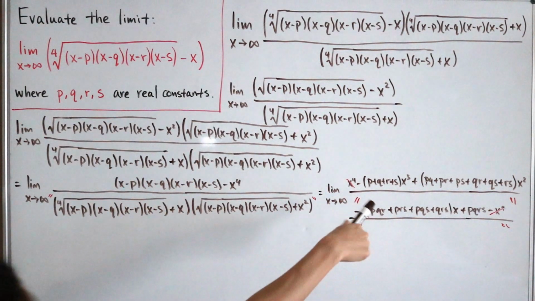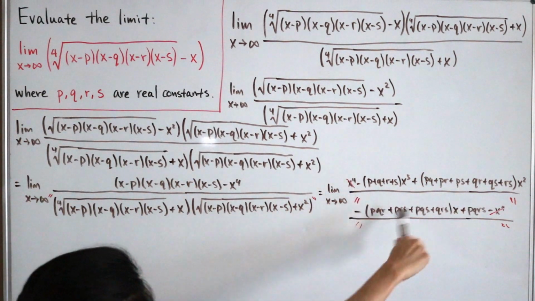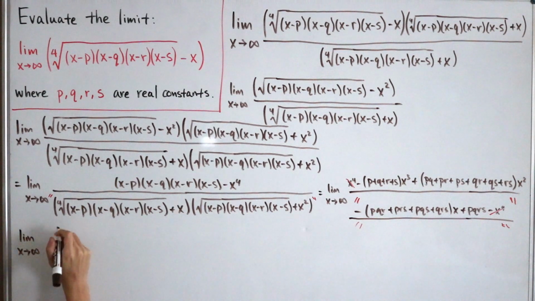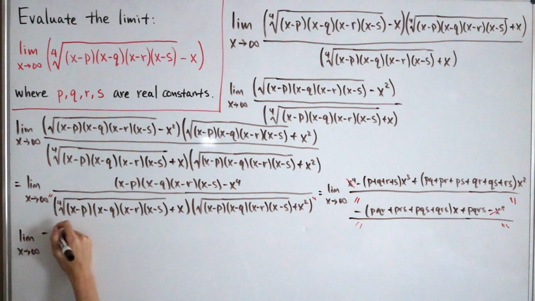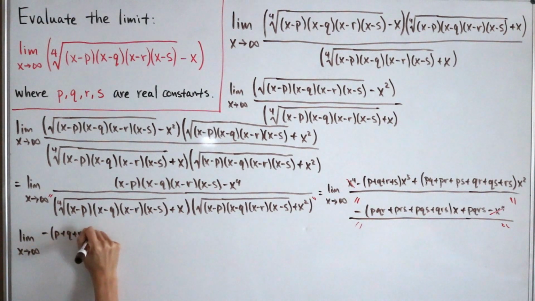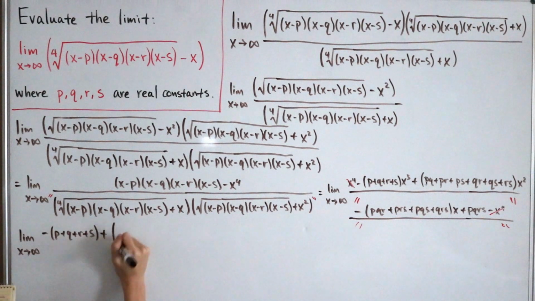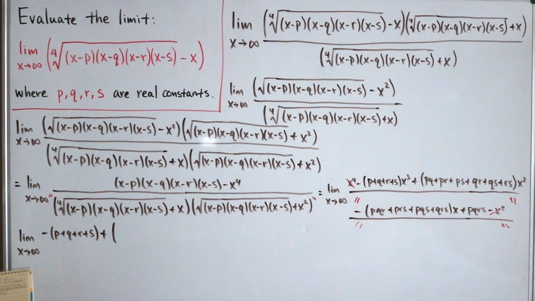Now what I'll do is divide an x cubed from the entire numerator. So now the expression on the numerator is going to look like this. We have a negative, then p plus q plus r plus s, then we're going to add this with, so divide by x, that will be x on the denominator.